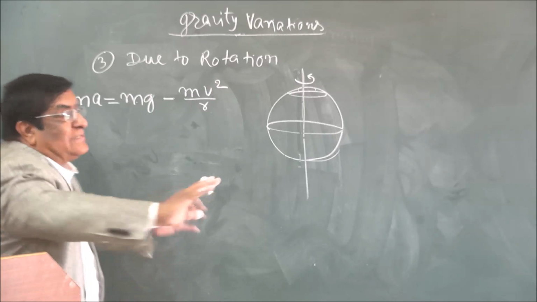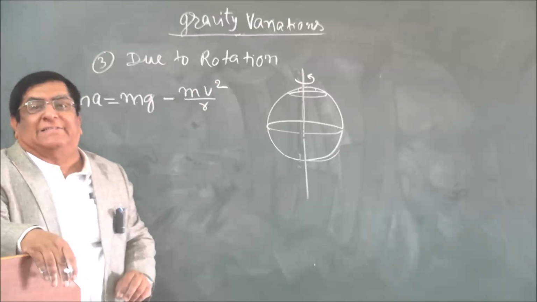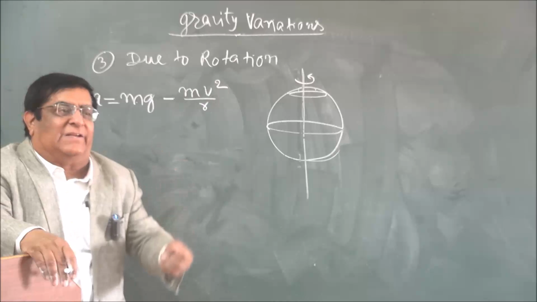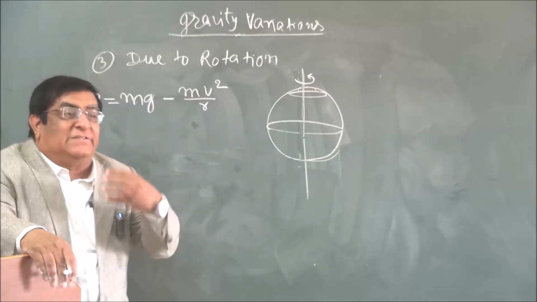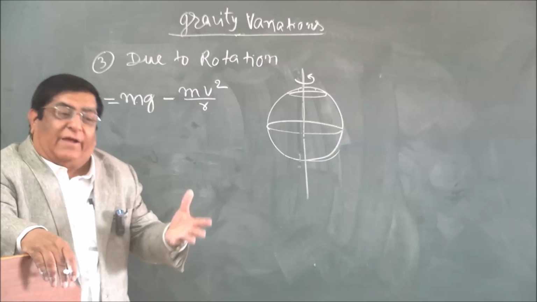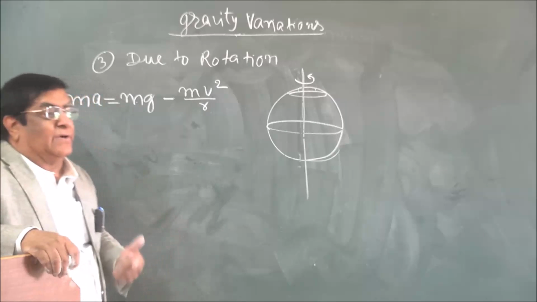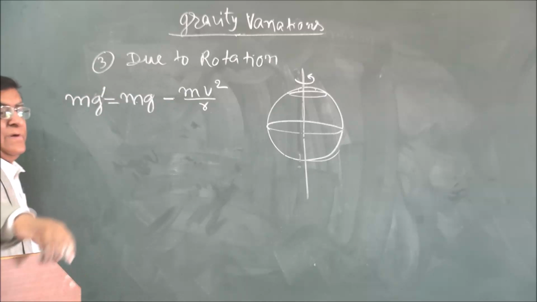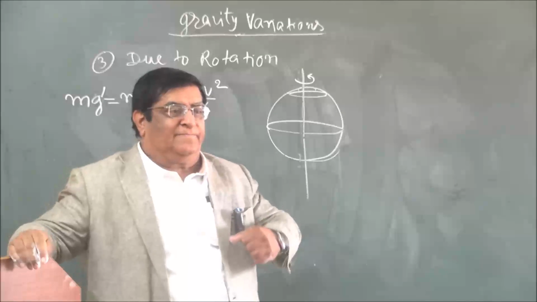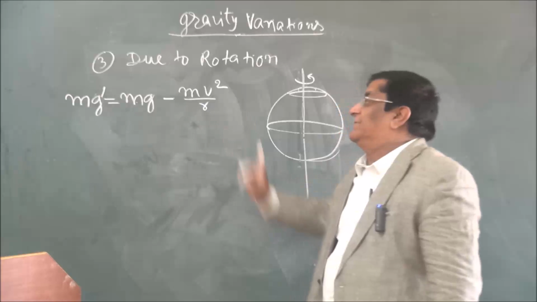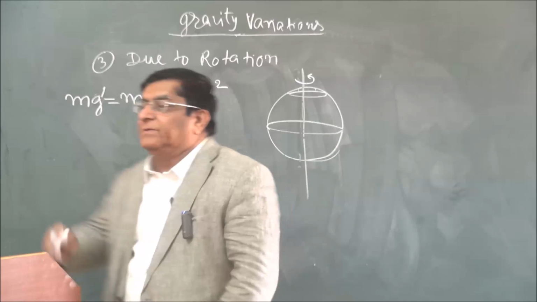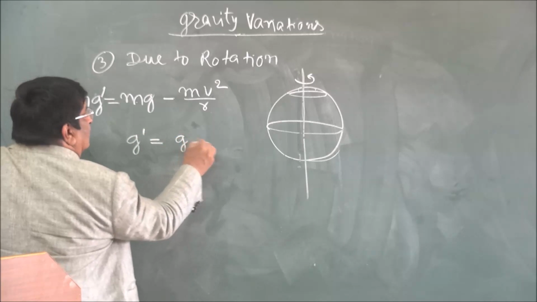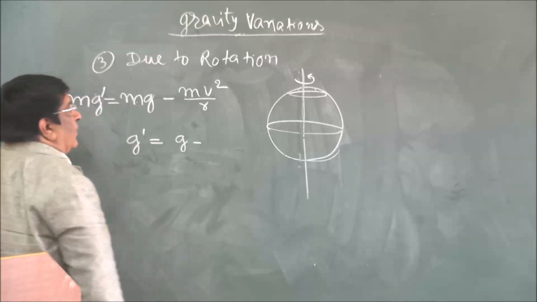Right? I don't understand that there is a force like this. What I say is, it is falling under some force, and that acceleration I misinterpret as acceleration due to gravity. So I don't write it g, I don't write it a, I will write it g dash. g dash means what it appears to me. So this m g dash is equal to this. Now cancel out m. So what do we get? g dash is equal to g minus V square upon R.